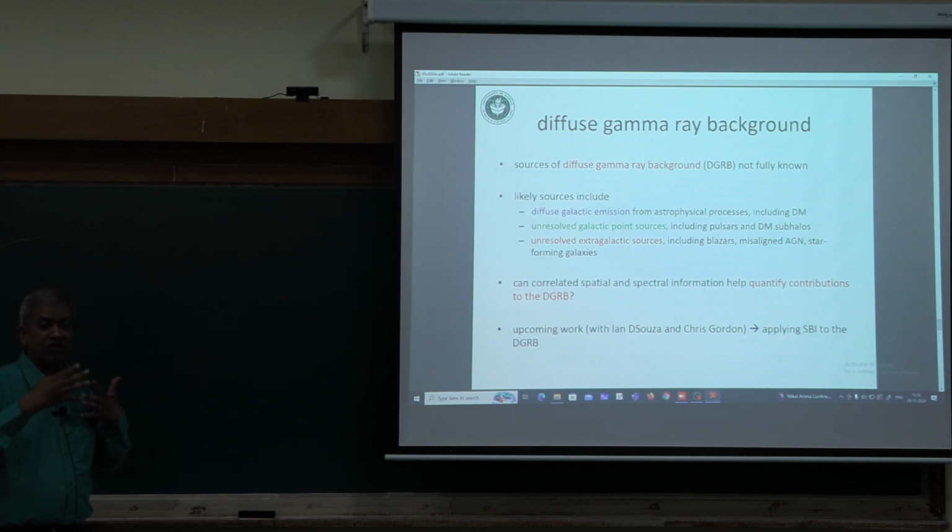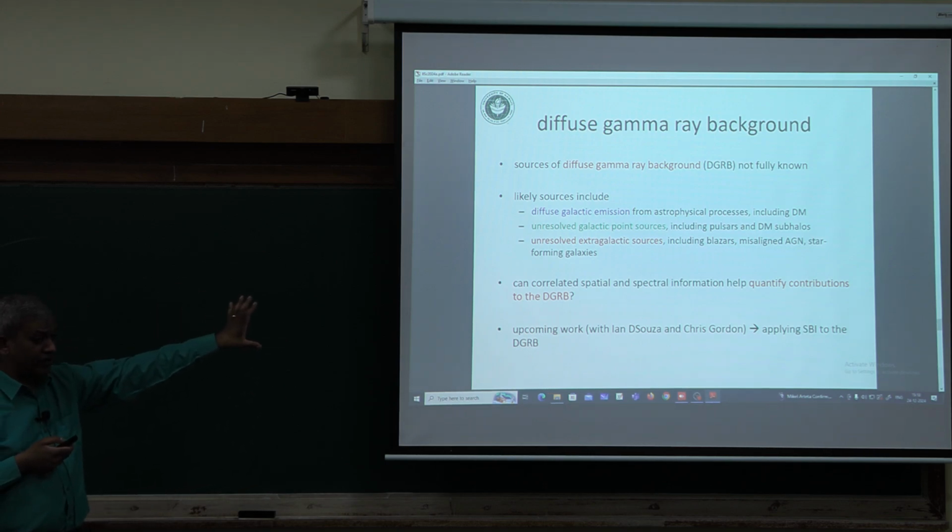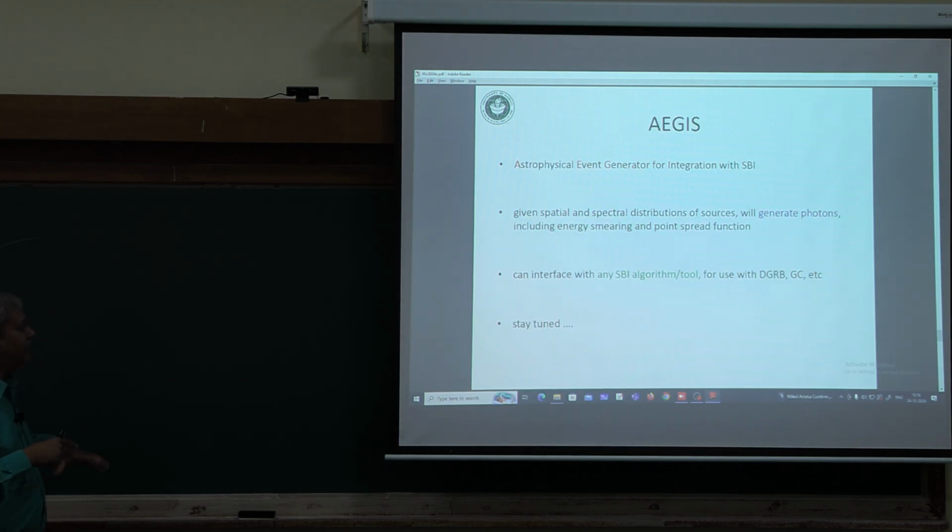Now, since some of these are unresolved point sources, where you could be producing multiple photons, you can again ask, can correlations between spatial and spectral information help you quantify what the sources of the DGRB are? So that's upcoming work with Ian, who gave a talk here yesterday and is in the audience today, and with his advisor, Chris Gordon, which is essentially applying simulation-based inference to the DGRB. As part of this, we generated what will be a publicly available tool called AEGIS, the Astrophysical Event Generator for integration with simulation-based inference.